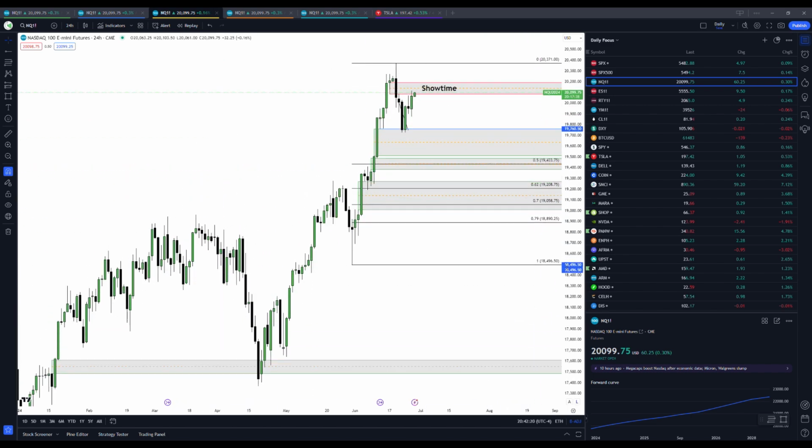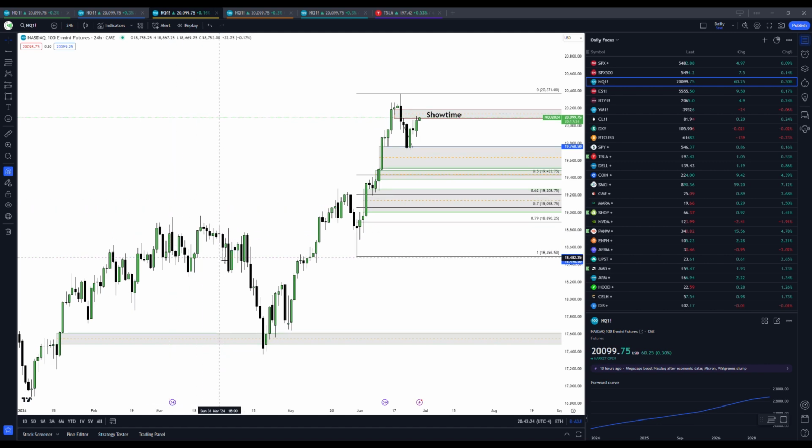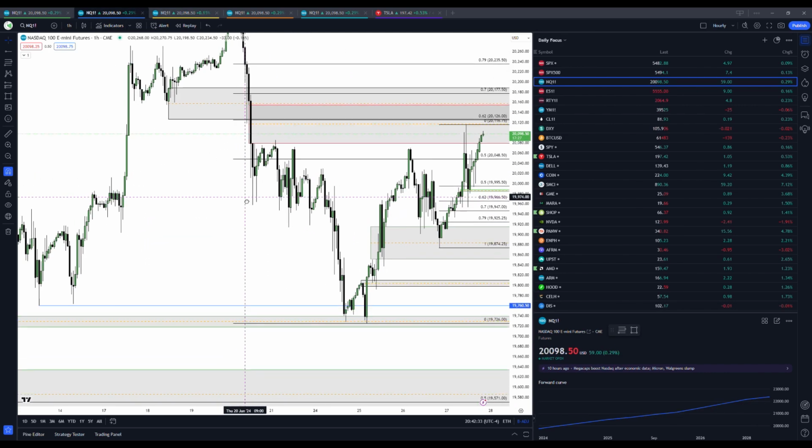Now, again, I don't necessarily only trade breakers or look to only trade breakers, but when I have a breaker with a fair value gap in discount of a bullish range, I feel extremely, extremely confident in that setup playing out as expected.